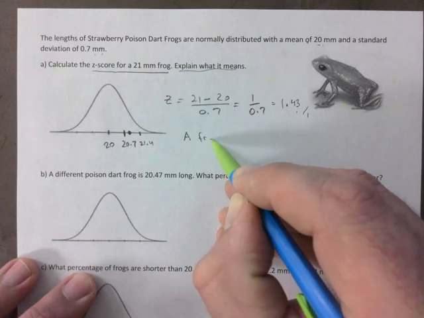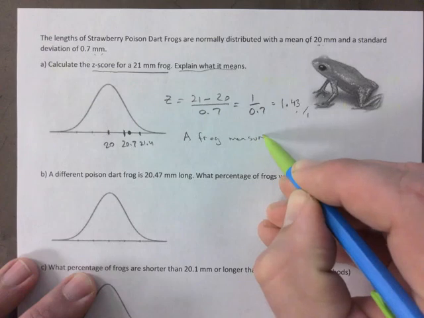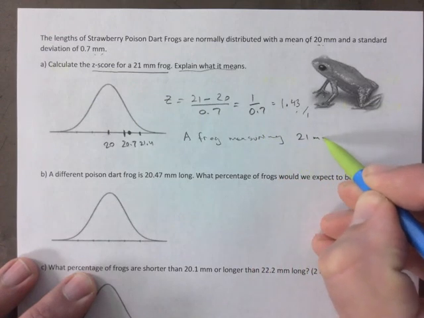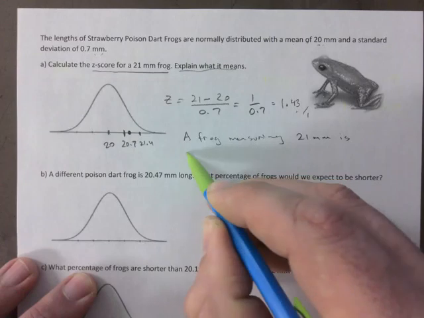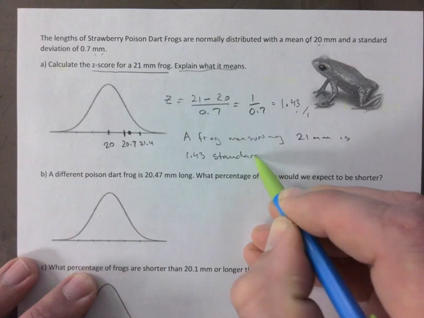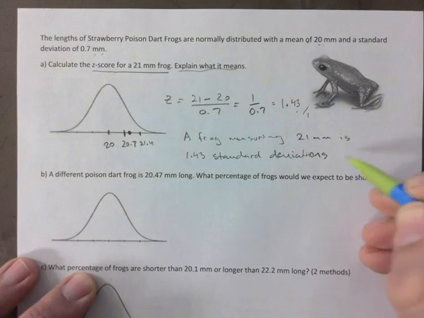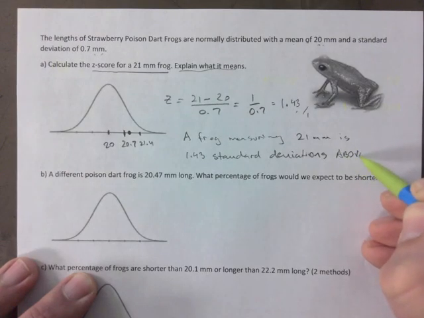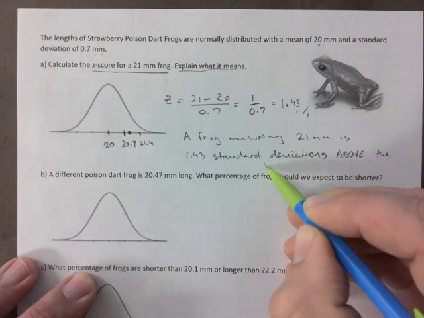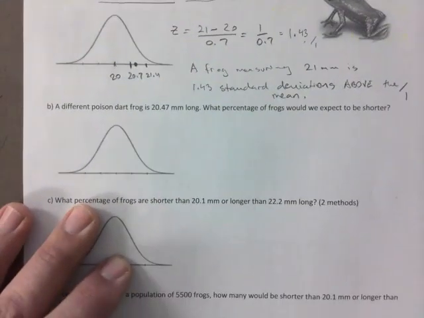A frog measuring 21 millimeters is 1.43 standard deviations above the mean. Okay, so that's your second mark there for explaining that property.